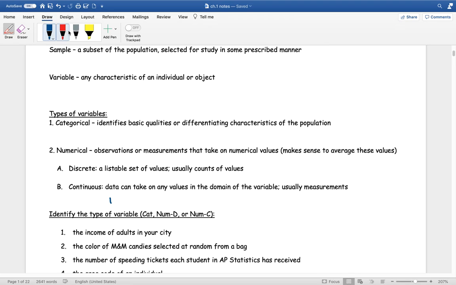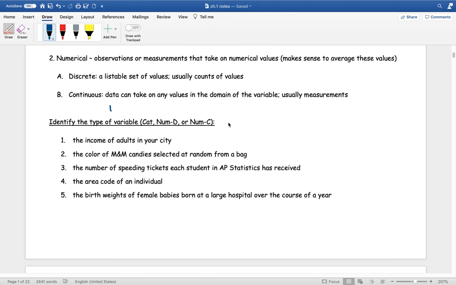Okay, and so let's look at some examples. Let's identify the type of variable. So number 1, the income of adults in your city. Well, we know income is a number, okay? And we can average those numbers, so it is numerical. And it is also discrete, okay? Because there's a fixed decimal there.